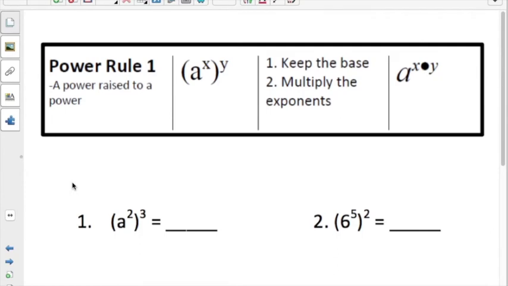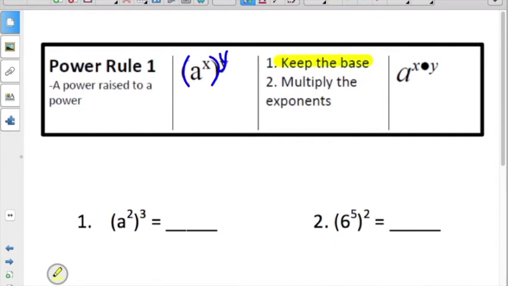The next rule is the power rule. This is the first of 2, which is a power raised to a power. So we have a to the x, and then that is raised to the y power. The way that you solve this is you keep the base, and now we're going to multiply the exponents together. So the base remains a, and we multiply x and y together, and that's your exponent.